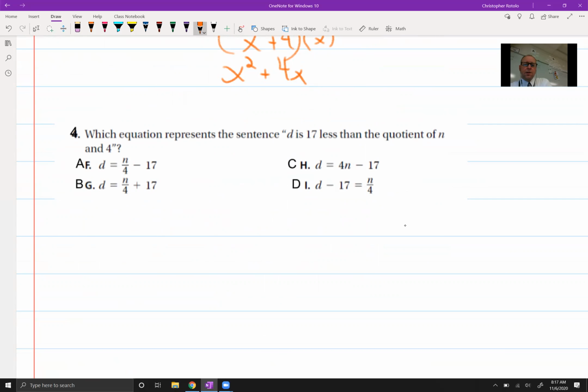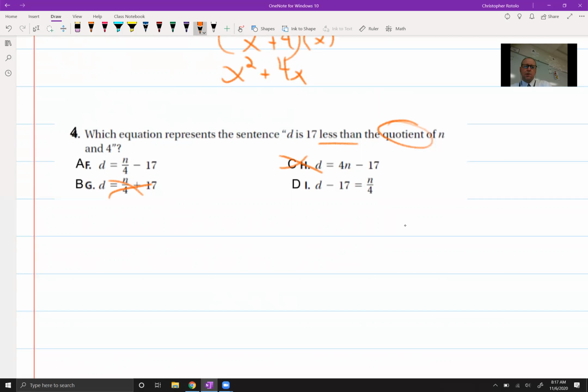All right, this one is straight up review stuff. Some keywords: "less than" in this case means we're talking about a subtraction, so I know this one is out. I need to have a quotient. I see a division in A and a division in D. I don't see any division in this one, so this one is out.